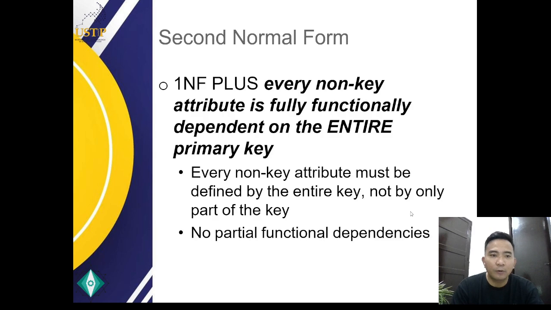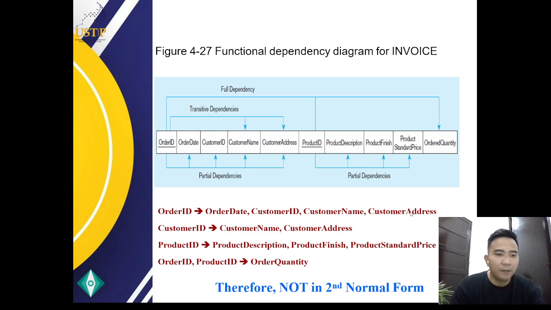So, second normal form: the first normal form plus every non-key attribute is fully functionally dependent on the entire primary key. Every non-key attribute must be defined by the entire key, not by only part of the key. So no partial functional dependencies. Like we have here, this is an example of a functional dependency diagram for invoice. Okay, you can pause.